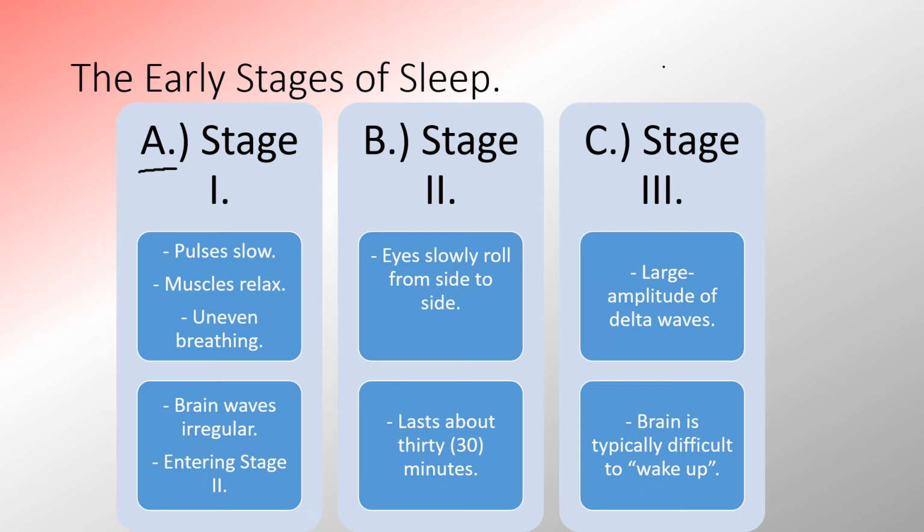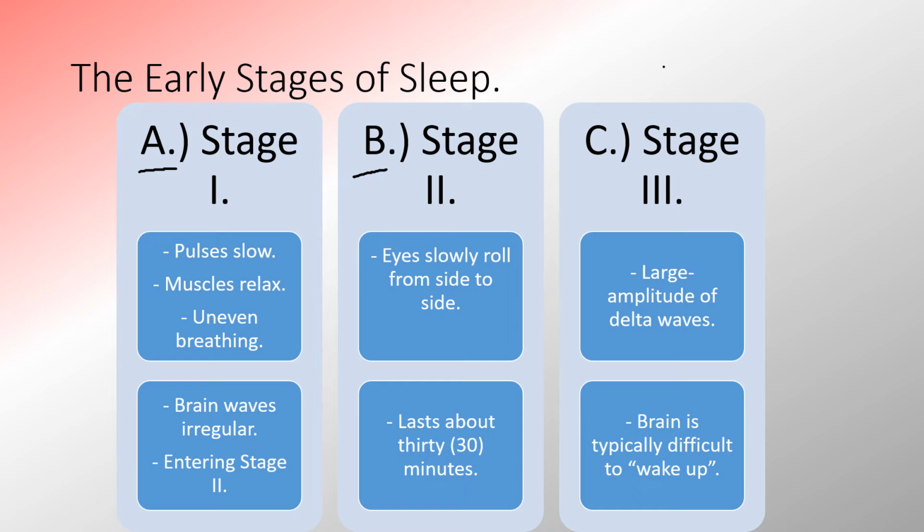The first stage of sleep typically lasts for about 10 minutes, and then we go into stage 2, letter B here. And this is when our eyes will typically slowly roll side to side. We don't really notice this, but our eyes are rolling back and forth with our eyes closed. And stage 2 will typically last about 30 minutes.